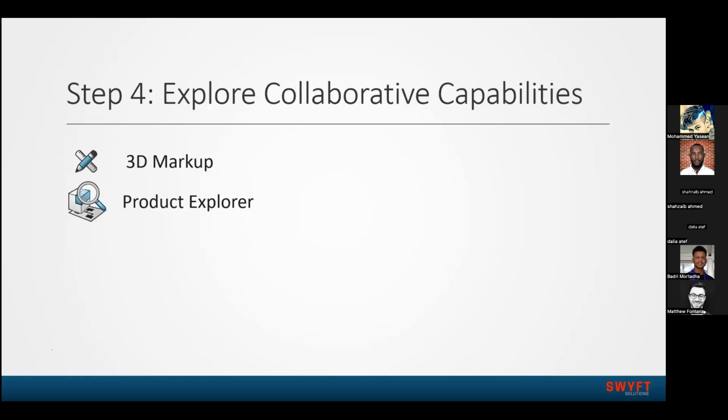Then we have exploring the collaborative capabilities. Once you have an understanding of how to pull those routes together, then you can add additional context with tools such as 3D Markup and Product Explorer. Traditionally, in the meantime, if you need to use PowerPoint and screenshots, you can. Once you've understood how to put together the routes, then you can take those out of the equation and keep everything tied into the same system, making it really streamlined.